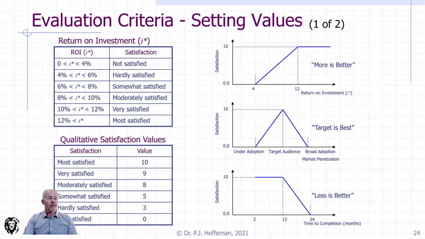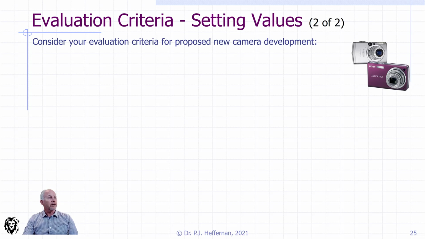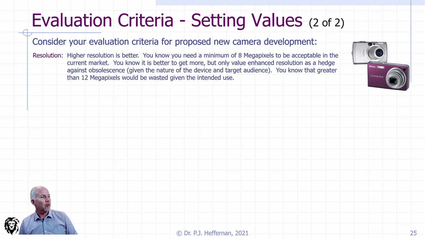But you do have to try to get it working. So let's look at a quick example: evaluation criteria, setting values. Consider your evaluation criteria for the Pro's new camera development. We're going to make a new camera. That's the business we're in.